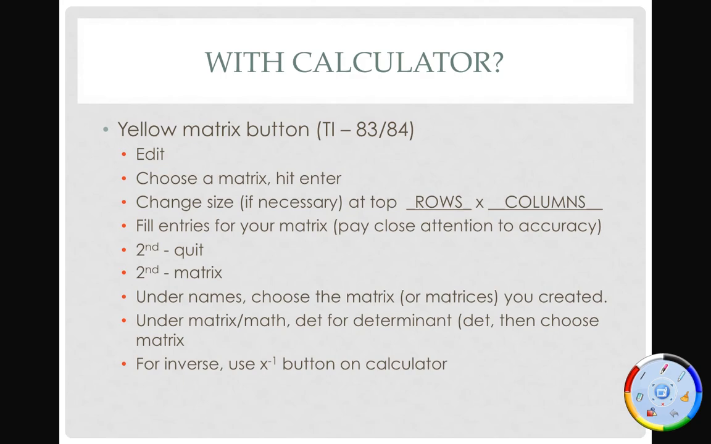If you have taken chemistry or anything where you had to do regression lines and all that sort of stuff, it's very important that you pay attention to your accuracy. If you were supposed to write in a -2 where you wrote in a 2, things are going to come out wrong. So be careful. Then you quit, and then you go back and you choose a matrix.